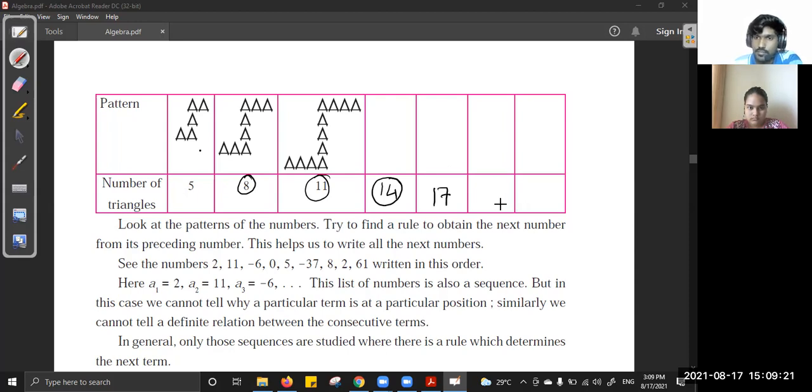Is this clear? Okay, 17. So 17 plus 3 is 20, and so on. Just one number more you have to write. Just skip that number.